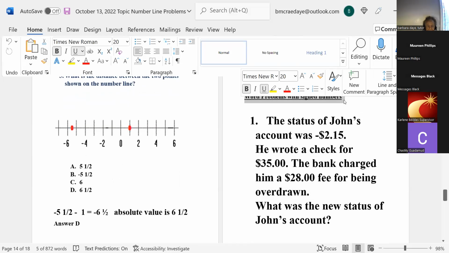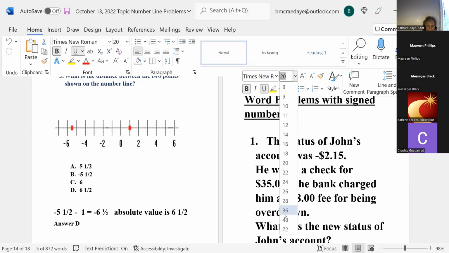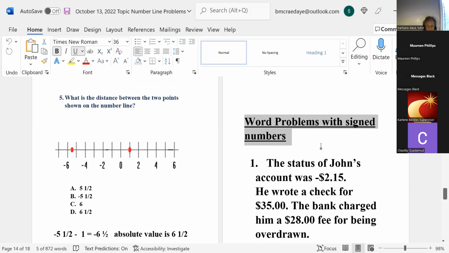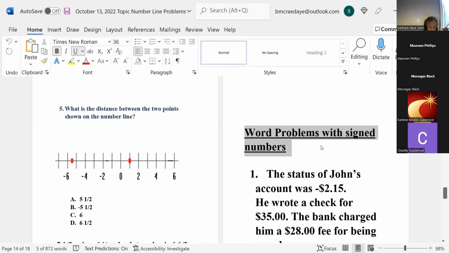It's on the other side. No, it's on the other side of the screen, the left side. I haven't seen it. "Word problems with signed numbers." You may have to scroll your screen over. Let me try. No, I'm scrolling, but it's not moving. You don't see "word problems with signed numbers"? No, miss.